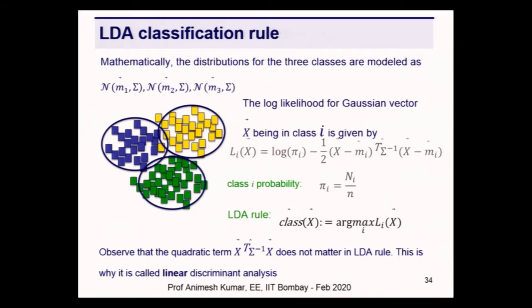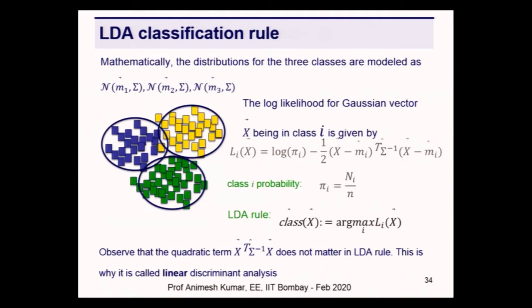That term does not matter in this rule because it is the same for all the classes. Again, the covariance is common, so this quadratic term does not matter in this LDA rule. Once again, these log pi i terms are fixed numbers; they are not changing.